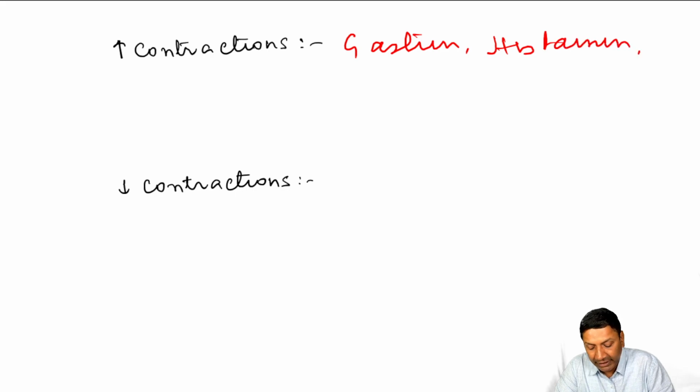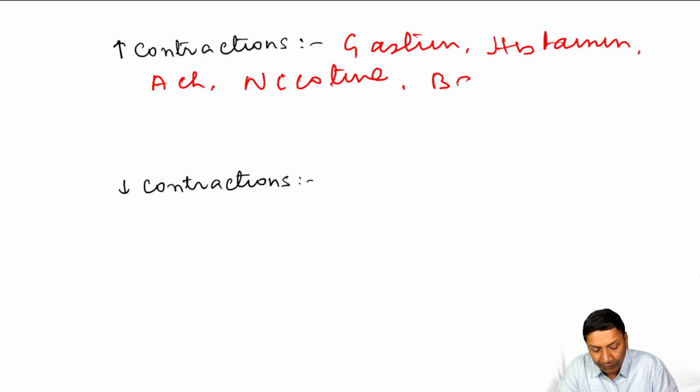then the acetylcholine, then nicotine, right, then the barium, right, and the potassium ion. They will increase these contractions, right?